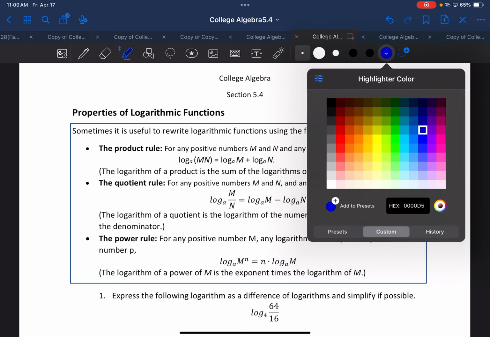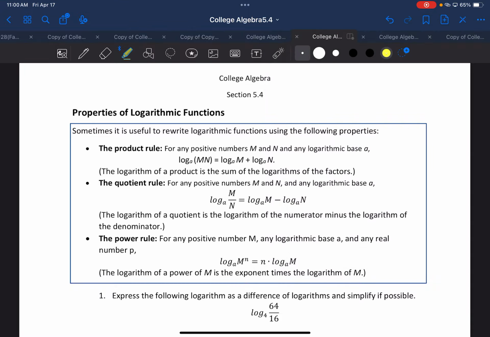So what these properties here are useful for is to rewrite a logarithmic function in a different kind of form. So we already learned how to write it in exponential form, but now these are different properties to write it in. Well, they'll still be logarithms, but it's separating them into a sum or difference or product of logs. So let's go over it.